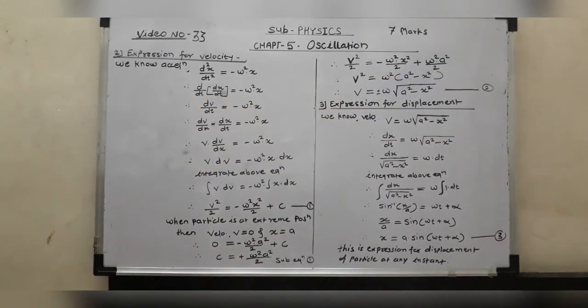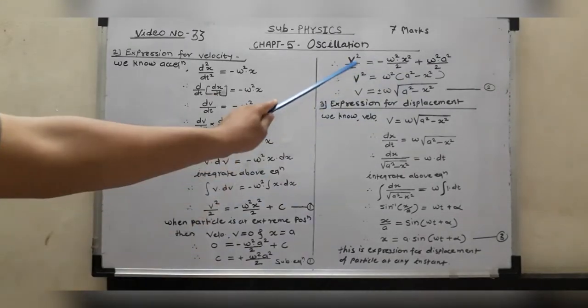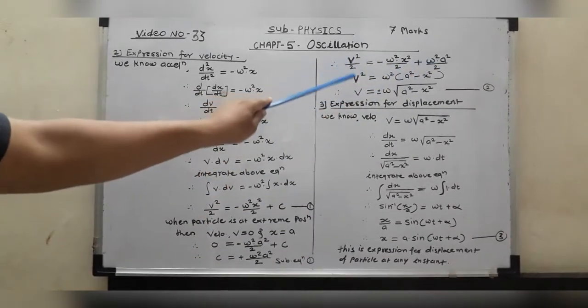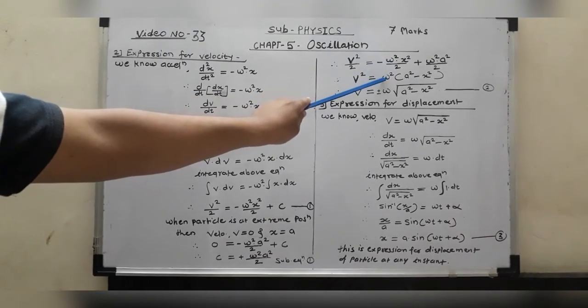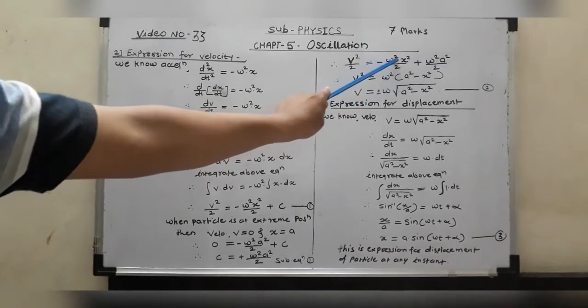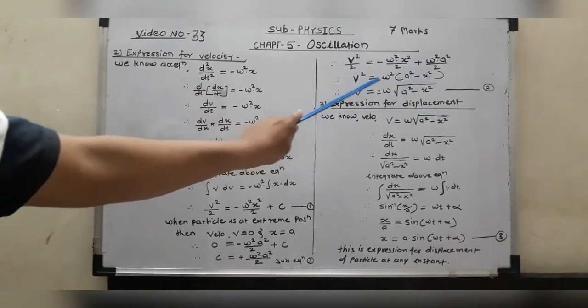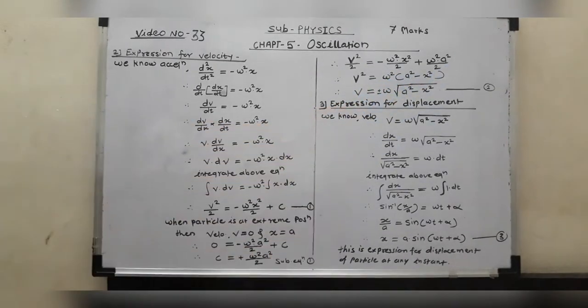Then the 2 in the denominator on both sides gets cancelled, and the remaining term is v square is equal to omega square. This should be common. Then we take plus A square and minus x square. So v square is equal to omega square into bracket A square minus x square.